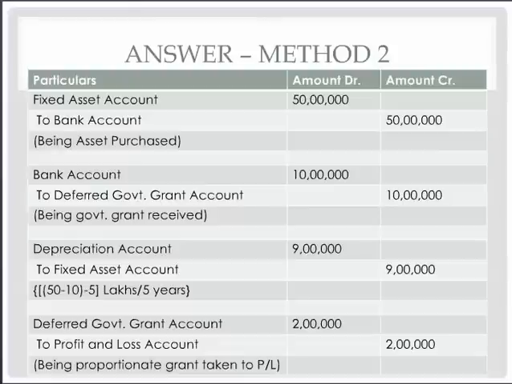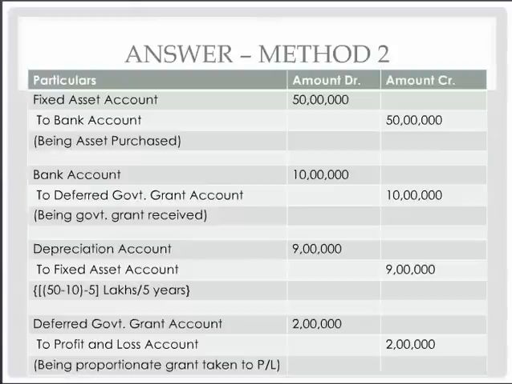Now, depreciation, as I said, will be 9 lakh rupees, which will be normally charged to P&L. Depreciation account debit to fixed assets account, rupees 9 lakhs. Now, deferred government grant which we calculated as 2 lakhs should be credited to profit and loss account every year. Deferred government grant account debit 2 lakhs to profit and loss account.